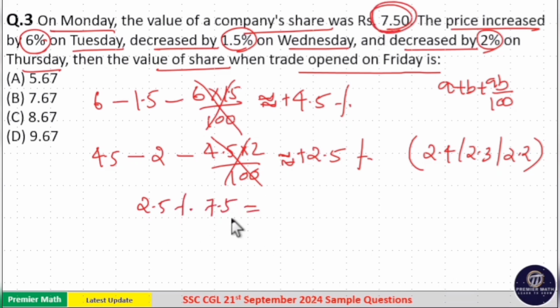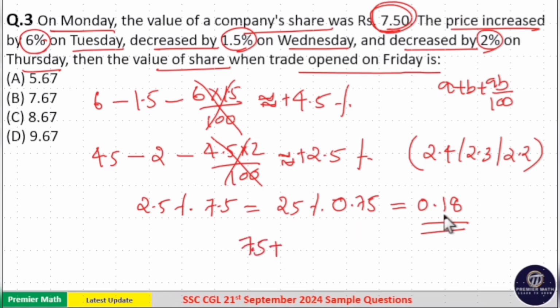So increment is equal to 2.5% of 7.5. I'll write it as 25% of 0.75, which is equal to, 25% means 1 by 4, so 0.75 by 4. 4 goes 1 time in 7, 4 goes 8 times in 32. So this is around 0.18. Increment is around 0.18. So initial value is equal to 7.5, then increment is 2.5% of 7.5, which is equal to 0.18. So final value is equal to 7.68.